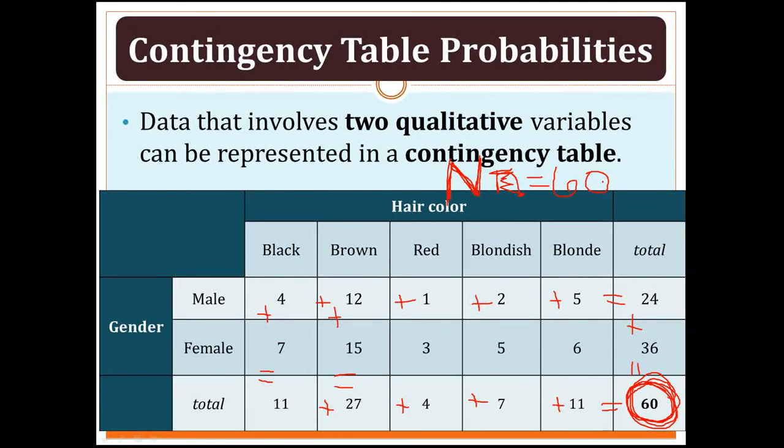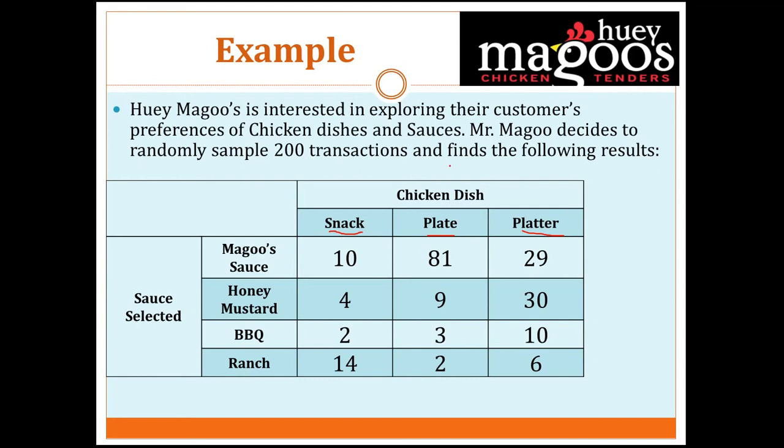On whether or not I'd label that big N or little n. So that's a qualitative variable, chicken dish, different categories, and it's ordinal because there's an order to them. You also have the choice of what type of sauce you can get. You get one free sauce. You can get the Magoo sauce or honey mustard or barbecue or ranch.